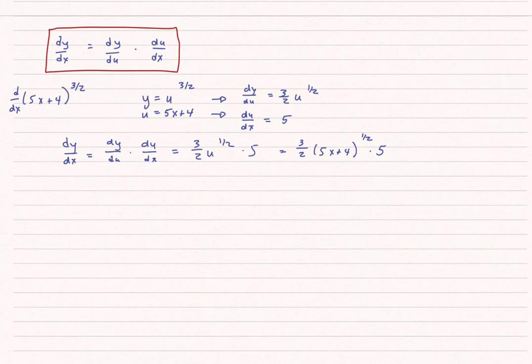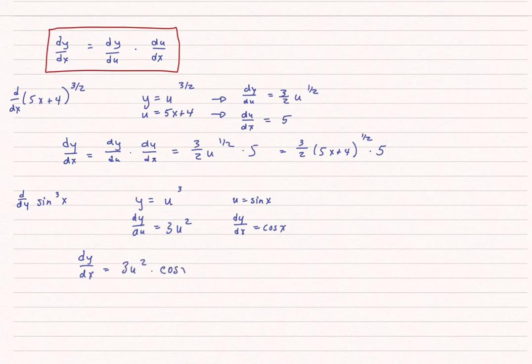I'm going to do 2 more examples like this. Pick the one that makes the most sense for you. So in this case, I have sine to the third power of x. y is equal to something to the third power. And that something is simply equal to sine x. dy/du is 3u squared. du/dx is equal to cosine x. And then my dy/dx is simply 3u squared times cosine x, or 3 times sine squared x, cosine x.